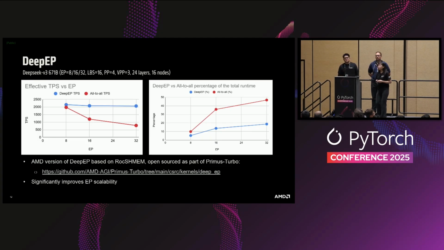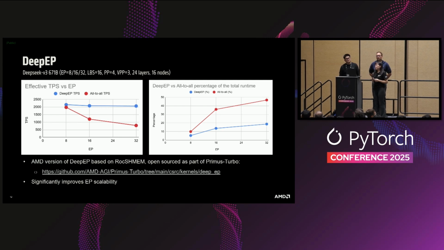But if we enable DeepEP with the blue curve, we can see the total throughput is almost identical even as we increase EP size. On the right side, it's the all-to-all latency percentage of the total runtime. Similarly, the red curve is the normal run without DeepEP. We can see with EP size equal to 32, the all-to-all latency is almost 50% of the total runtime. But if we enable DeepEP, the all-to-all latency reduces to less than 20%. It's a huge performance increase.